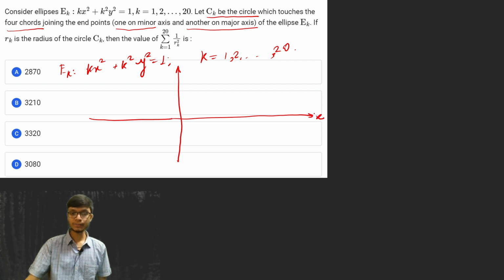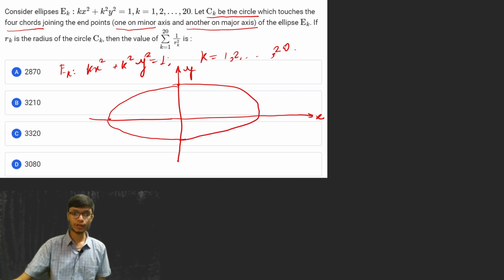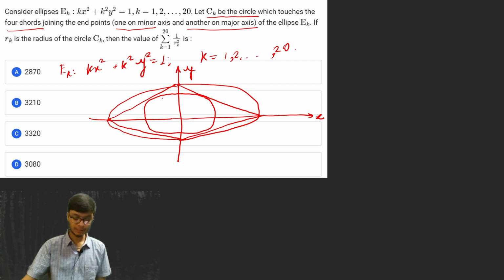If you take this as the ellipse, let me take the major axis as the x axis. So this will be the ellipse, and the four chords that the question is talking about are these. One is the major axis endpoint and the other is the minor axis endpoint. So this way you get four possible chords. Now it is saying that there is a circle which touches the four chords joining the endpoints of the ellipse. So there is a circle which touches these four chords. That means for this circle, these four chords are tangents.